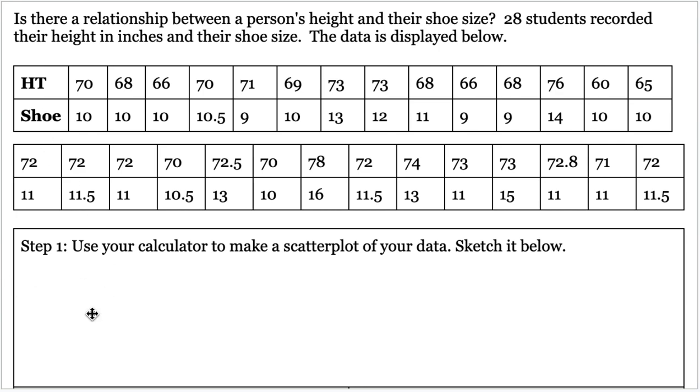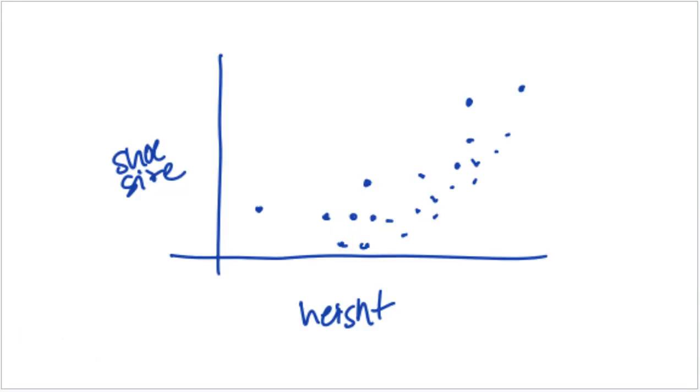So I'll have my x-axis be my student's height, and then I'm going to have my y-axis be the shoe size. And so essentially the sketch of what we just graphed in our calculator will look like this.